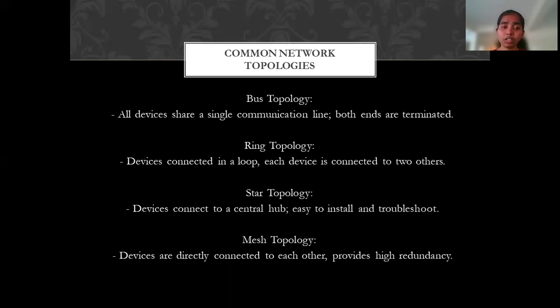Next up is ring topology. In ring topology, devices are connected in a loop. Each device is connected to two other devices. In the case of star topology, devices are connected to a central hub. It is easy to install and troubleshoot. In the case of mesh topology, devices are directly connected to each other. They provide high redundancy.